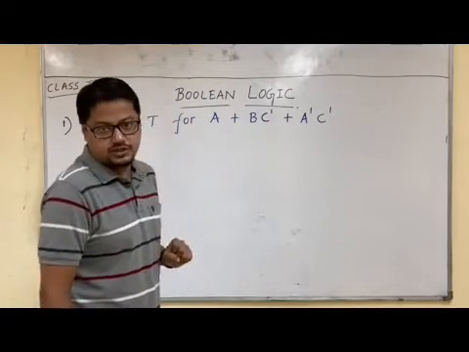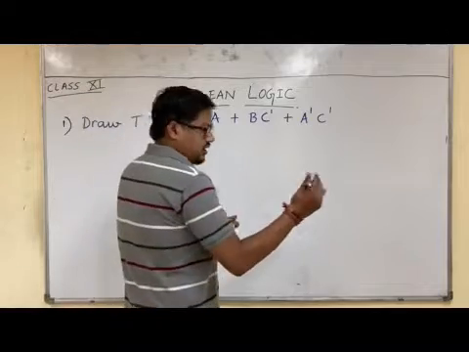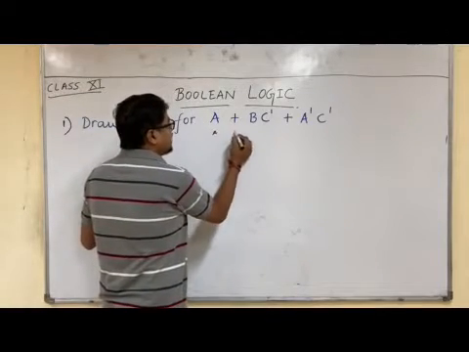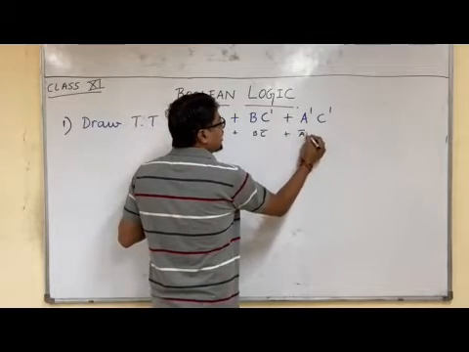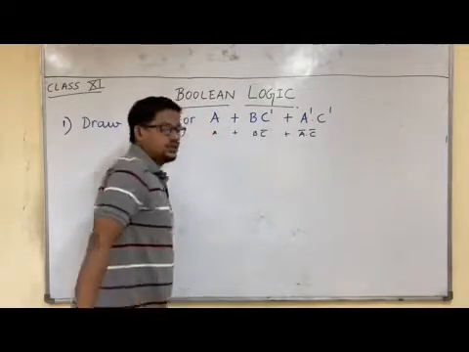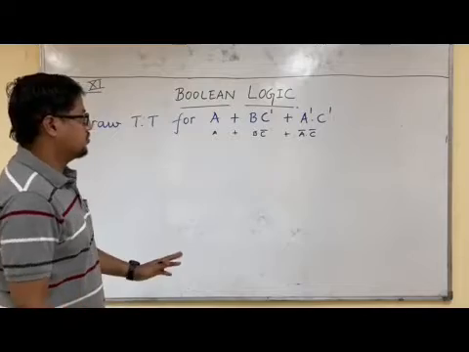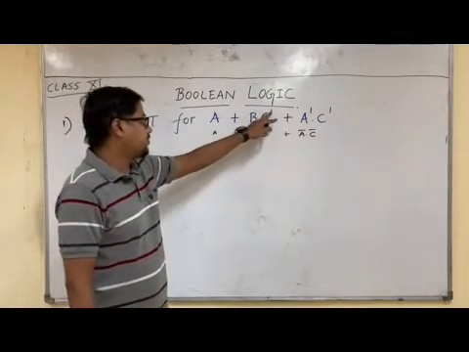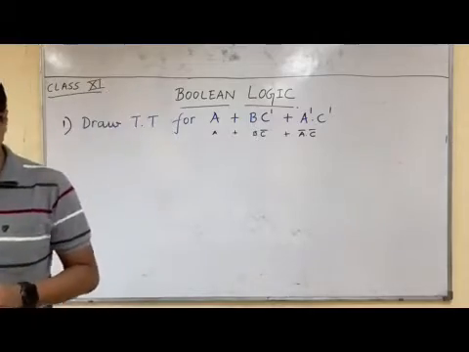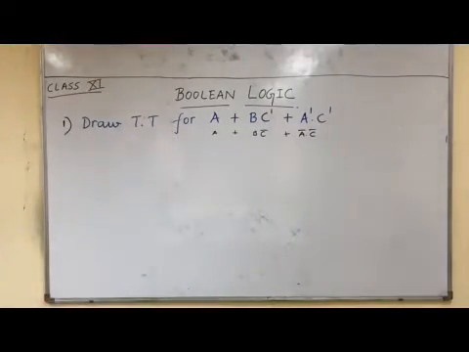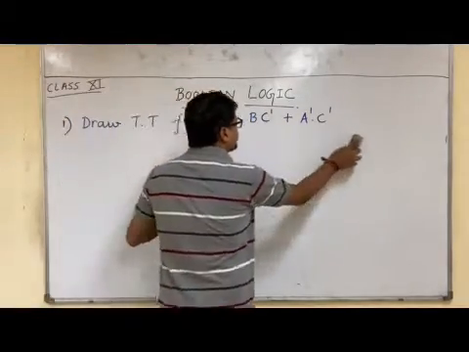Now this dash means not. It can also be written, for example, as A + B C bar + A bar · C bar. So not can be represented in the form of a complement, or in the form of a bar. We can consider any one of them. Now let us start.